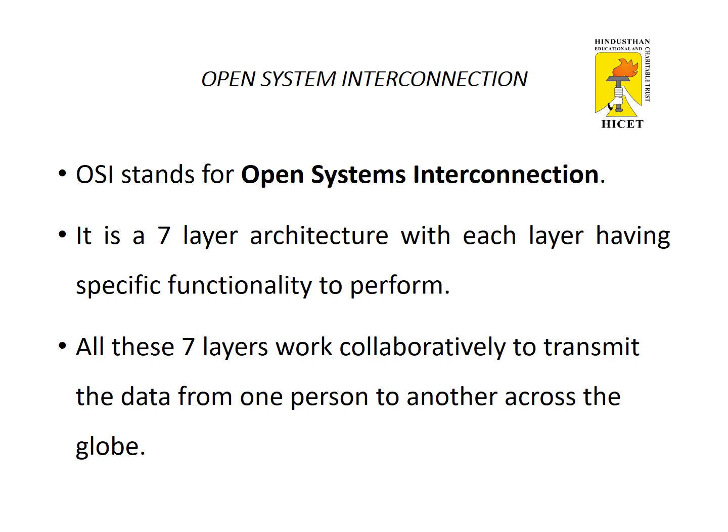OSI stands for Open System Interconnection. It is a 7-layer architecture and each layer has some functions to perform. All the 7 layers work collaboratively to transmit the data from one node to another node, or one person to another person across the globe.